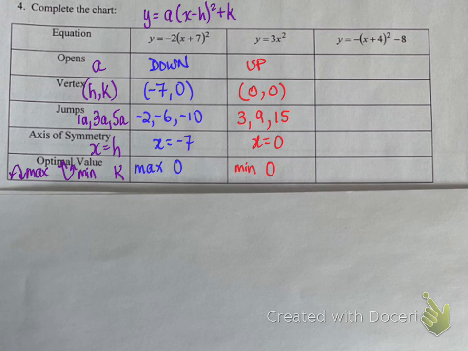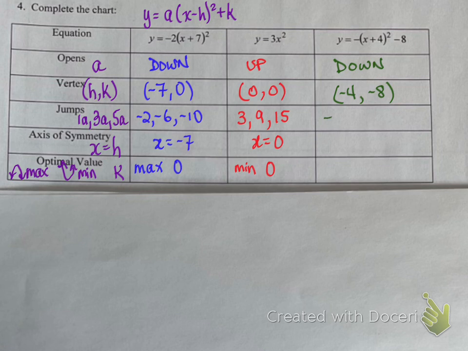All right, let's try the next one. Looking at this, you're going to follow the same thing that we did earlier. Hopefully you've done that. Down, because the a value is negative. My coordinates of my vertex are (-4, -8). Don't forget the brackets.